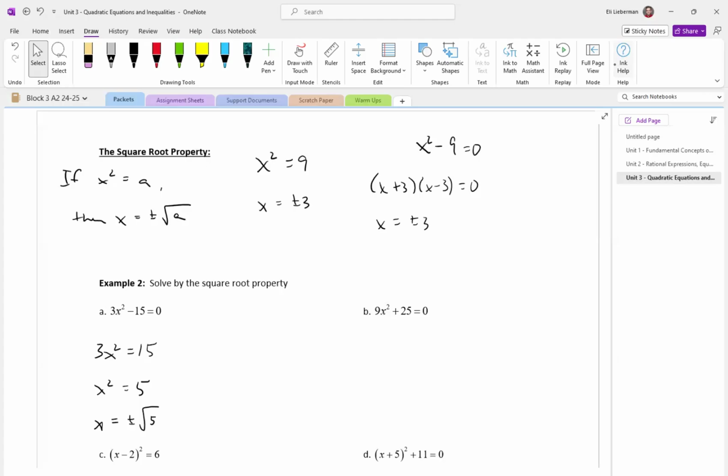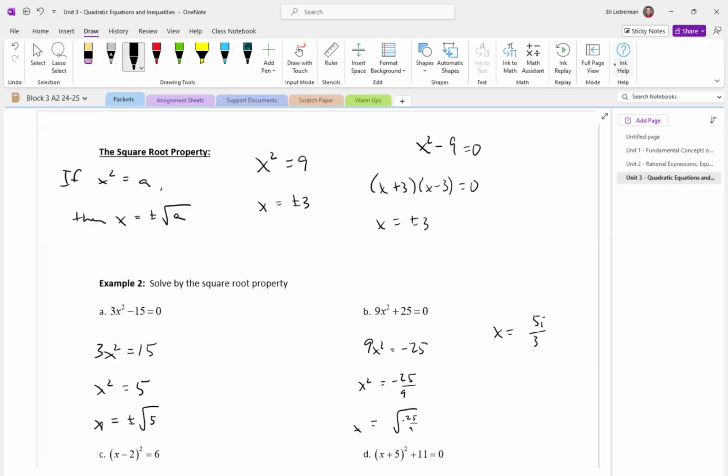Ben. Could be wrong, but I did 9x squared equals negative 25. I appreciate the disclaimer, by the way. And I divided each of them by 9, so I got x squared equals negative 25/9. And then I square rooted it, so root negative 25 over root 9, which equals 5i/3. So that equals 5i/3.